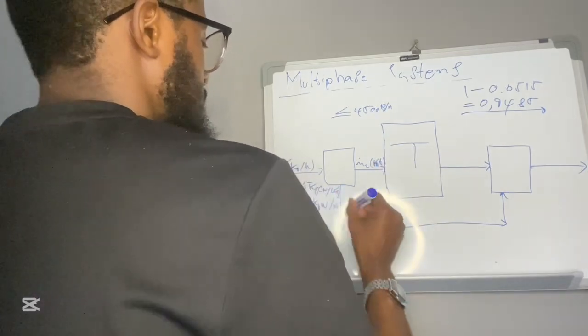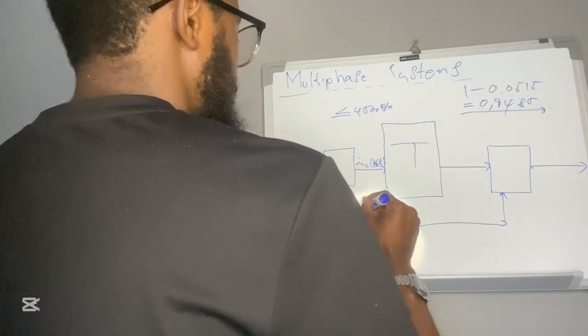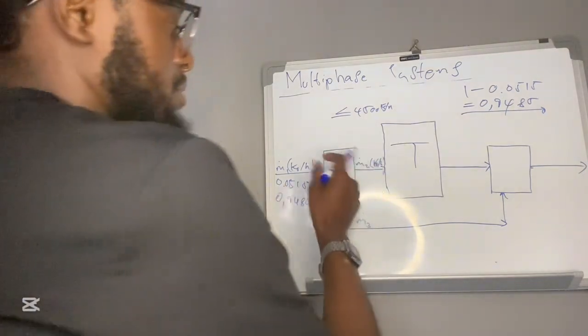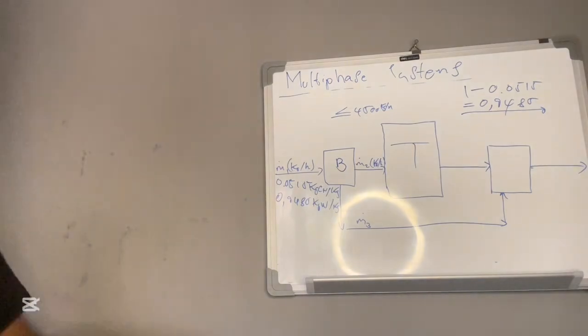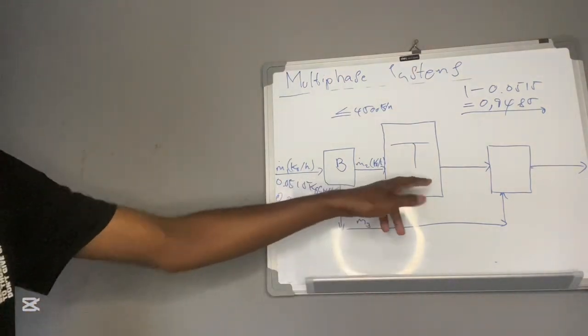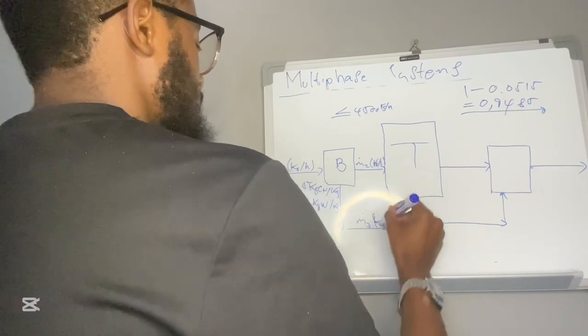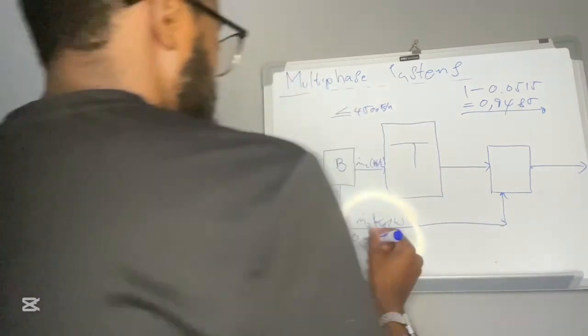Kilograms per hour, right? This is like the same stream, but then it splits, okay? There is no mixer, no whatever. It's just the same stream. It's just they added a bypass. So we're gonna give it letter B for bypass. This is a treatment unit, right? Kilograms per hour. Still the same.